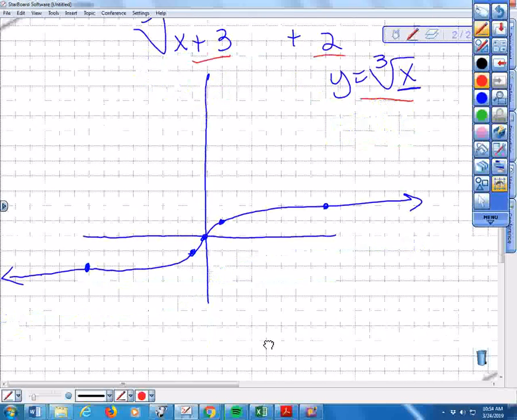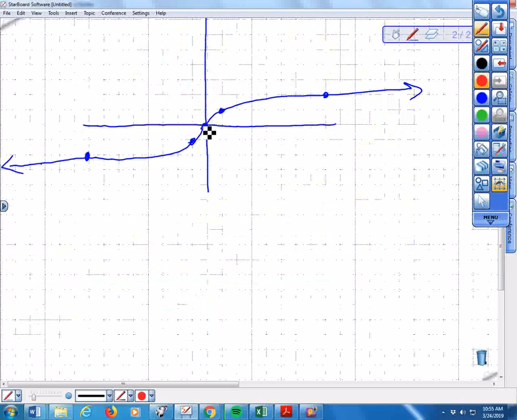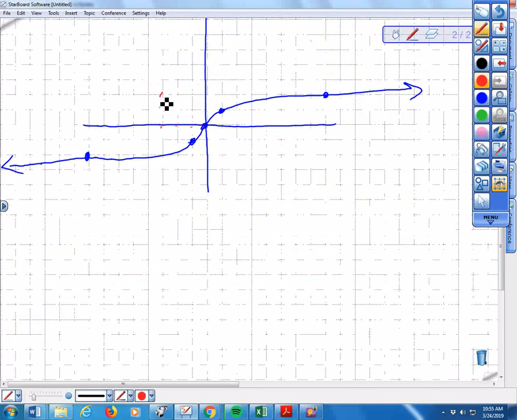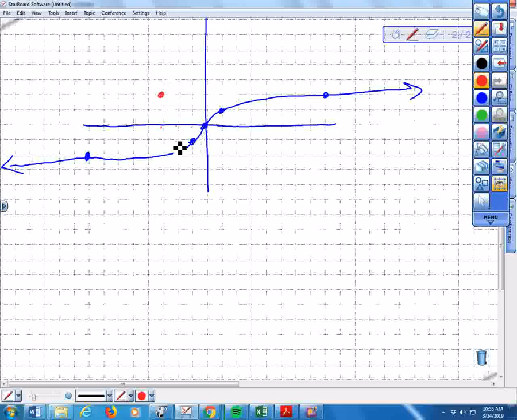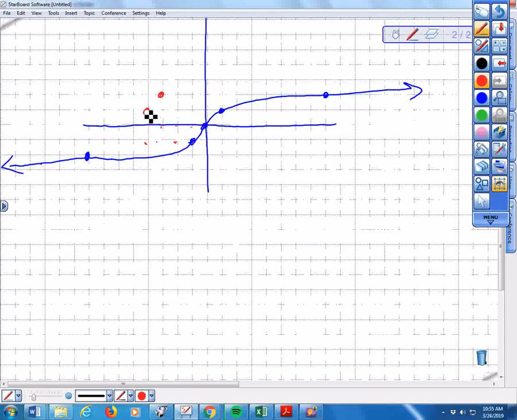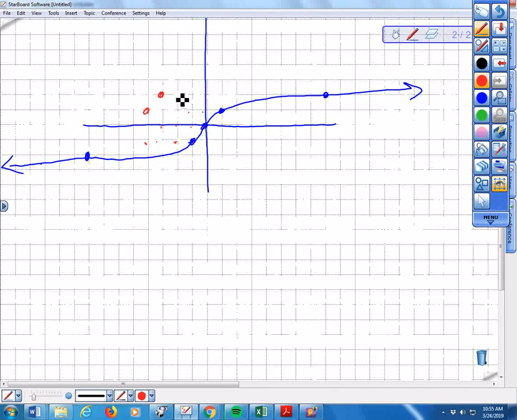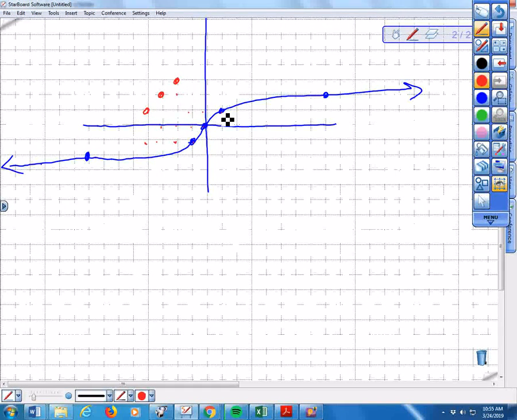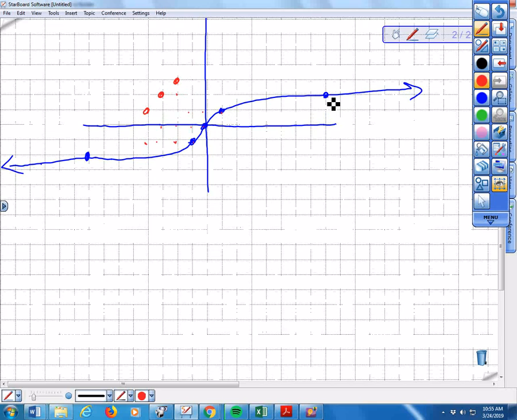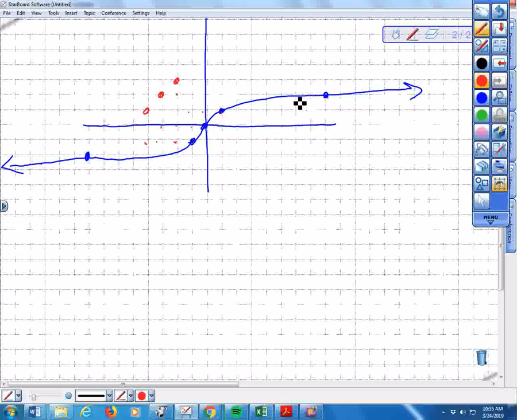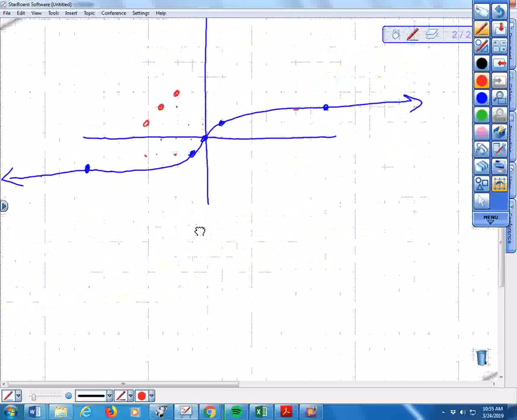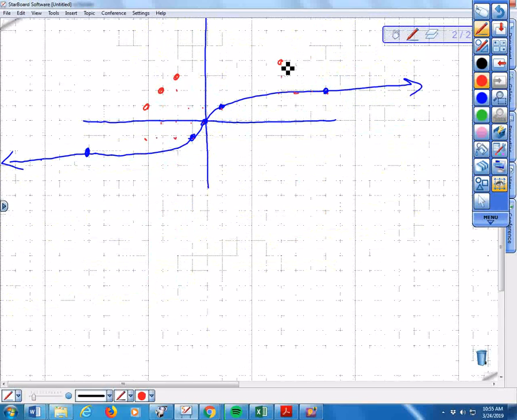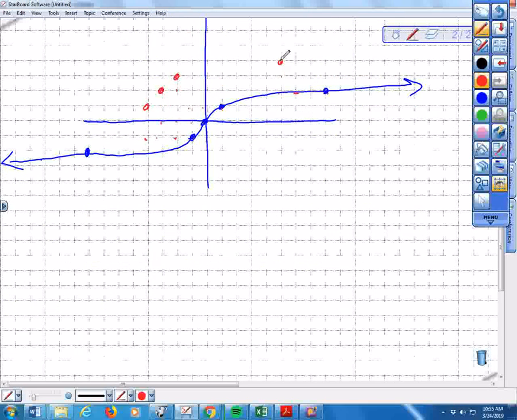So each one of these points, I'm going to shift left 3, up 2. Left 3, up 2. Left 3, up 2. Up 2, sorry, because it goes, well, it's up 2 from here. Left 3, get it right. Left 3, up 2. And then this one is left 3, up 2.